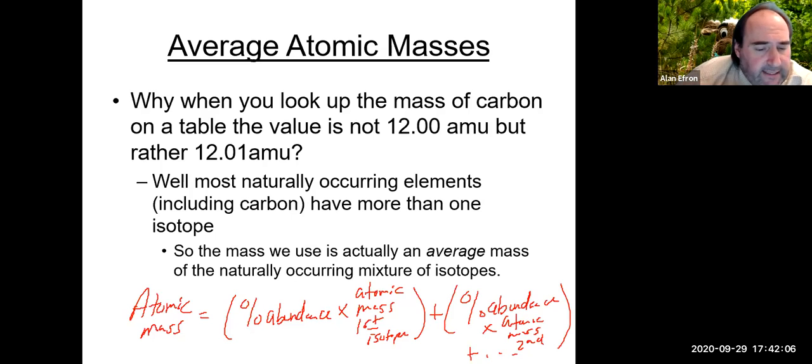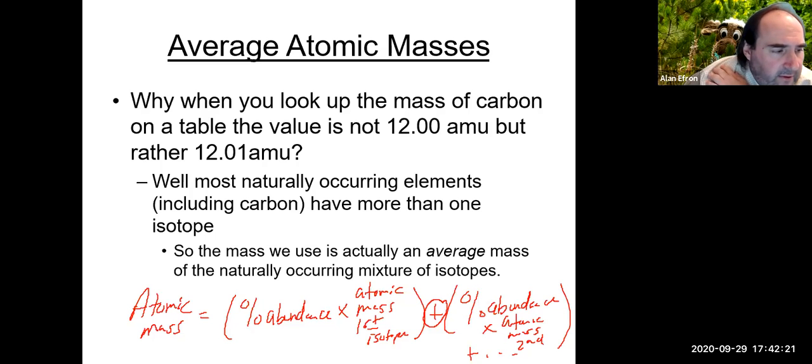You take the percentage, convert it into a decimal, times the atomic mass of each isotope, and you add them together. And that's important. Sometimes people want to multiply this part here, but we're adding each of those together when you do that.